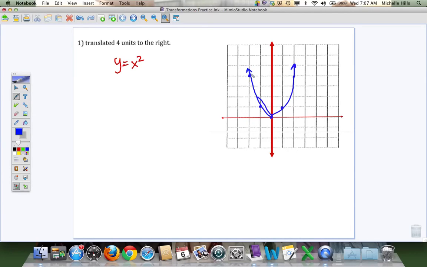So this is the basic y equals x squared parabola. In this case, they said to take this parabola and translate it 4 units to the right. So instead of being here, I'm going to have to move the vertex 1, 2, 3, 4 units to the right. It has the same shape, because it just said translate it, so just move it, but don't change the shape.